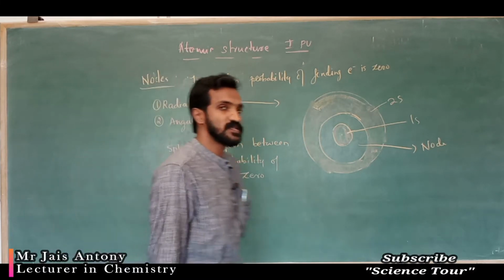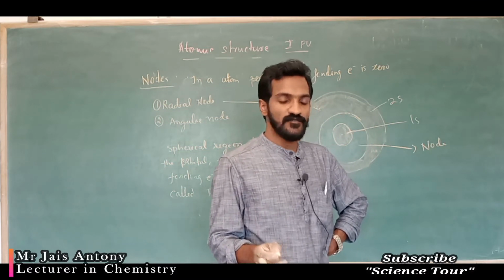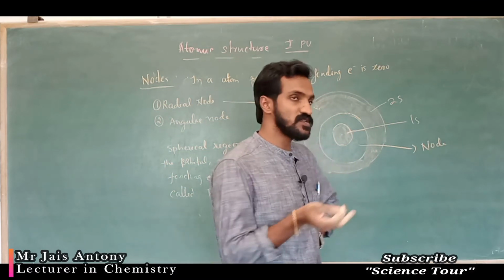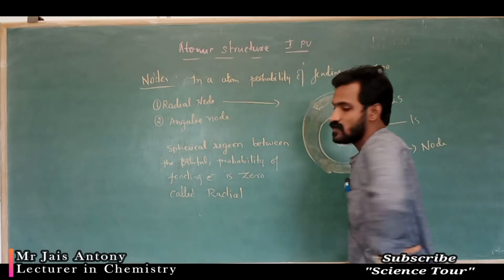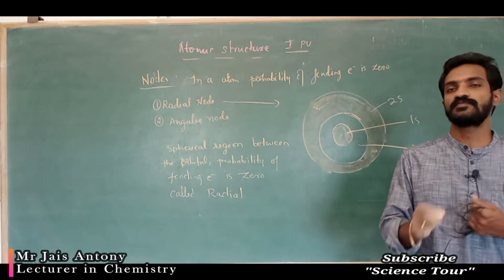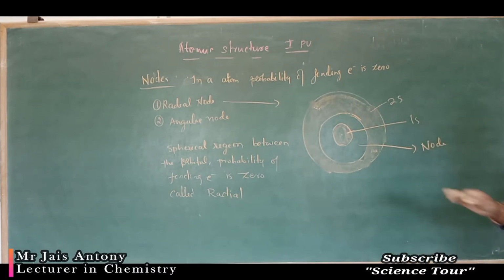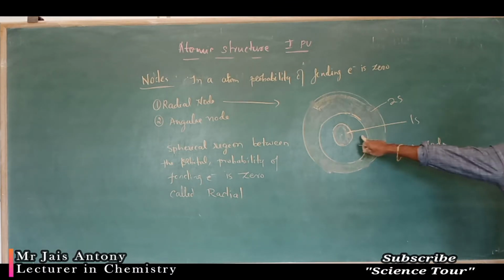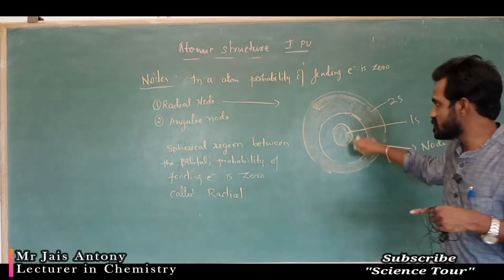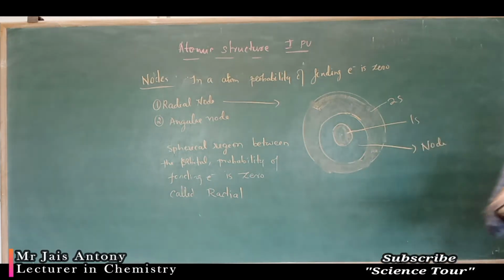So, my dear students, a radial node always represents a spherical node. For 1s, 2s, 3s, it actually represents spherical nodes, note that down. The gap between 1s and 2s is called a spherical node. That means the probability of finding an electron in this space is 0. There is no electron in this space.